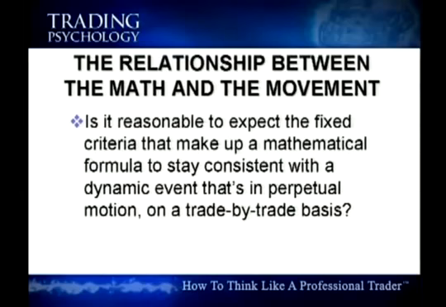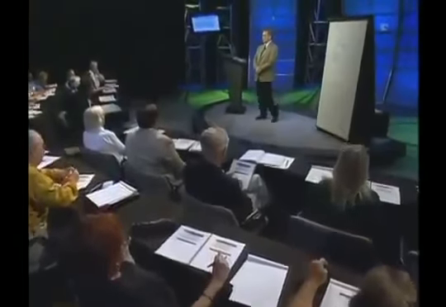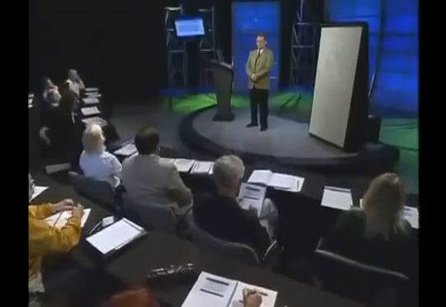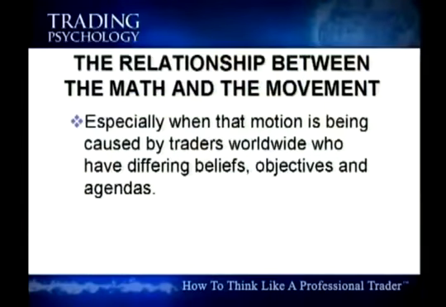Is it reasonable to expect the fixed criteria that make up a mathematical formula to stay consistent with a dynamic event that's in perpetual motion on a trade-by-trade basis? What's the answer to that? Well, what is the answer? No. Come on. No! No, it is not reasonable. Especially where that motion is being caused by traders all around the world with differing beliefs, objectives, and agendas.